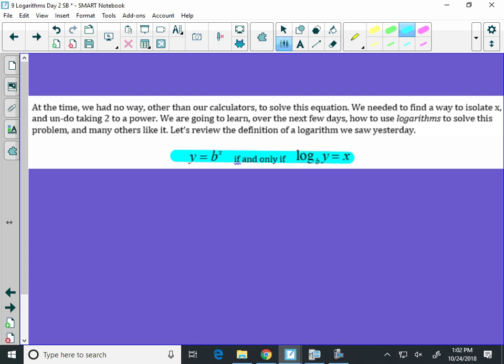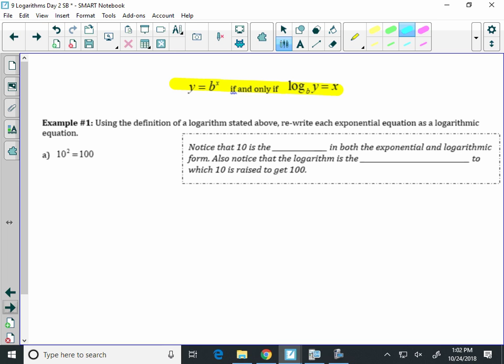Now, we're going to talk about that definition a little bit, and once you see it with numbers, it will make sense. Because yesterday, when we had x's and y's and b's, it looks a little funky. But when I get to example 1 here, where I start to put numbers to it, you're going to see exactly what the logarithm is doing. So let's use this definition of a logarithm to rewrite 10 squared equals 100 in logarithmic form.